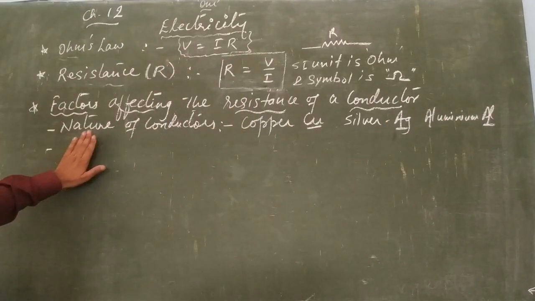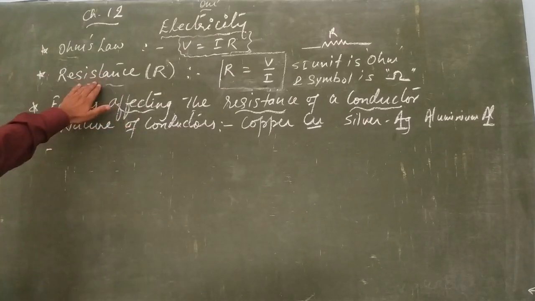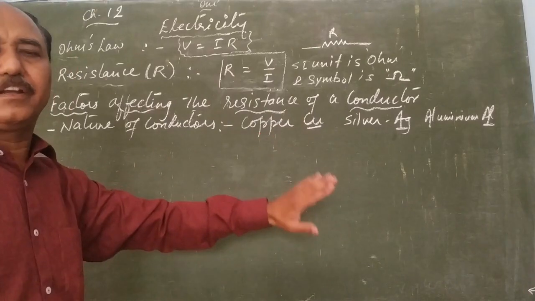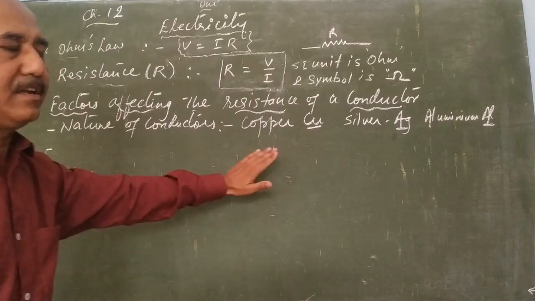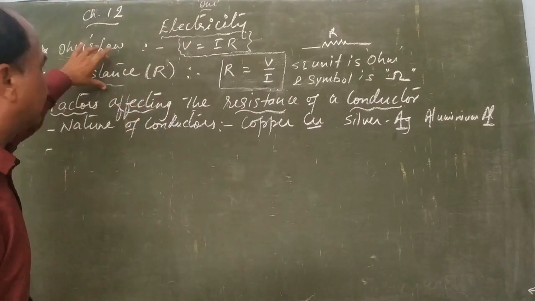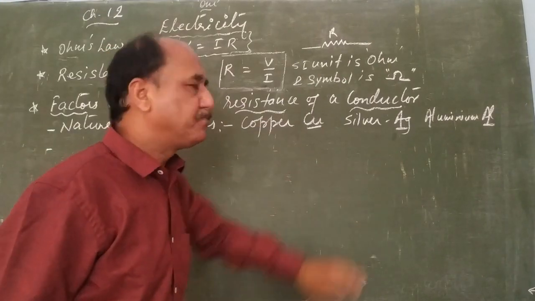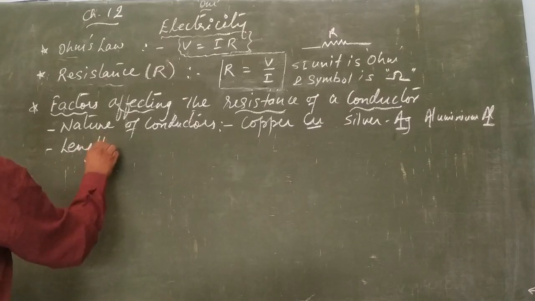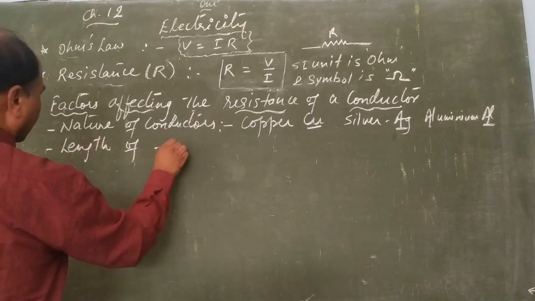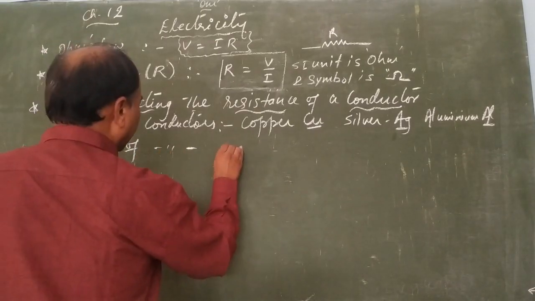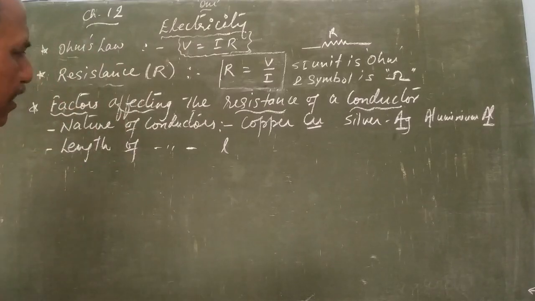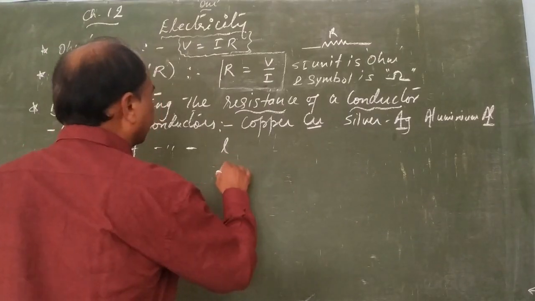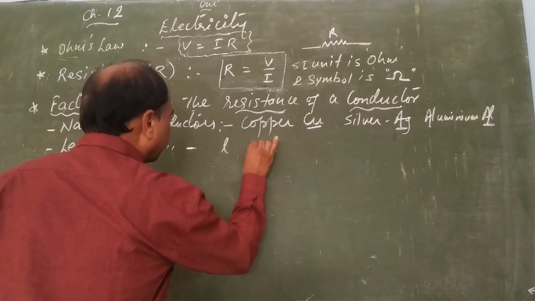So directly we can say that the nature affects the resistance of the conductor. Depending upon the nature or the properties of the conductor, the resistance is offered by them. Now second is the length of the conductor, that is L. Now here, when we increase the length of the conductor, the resistance also increases.